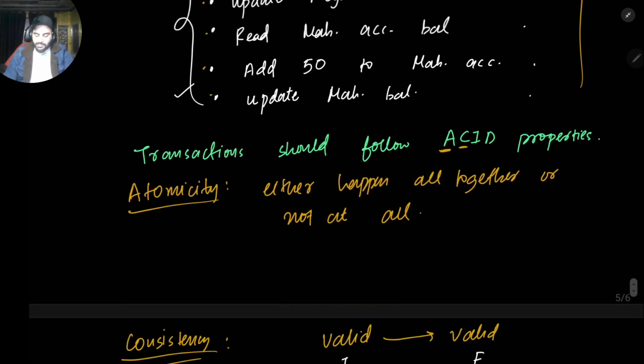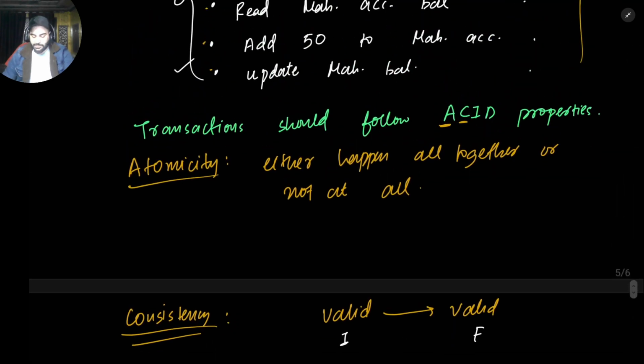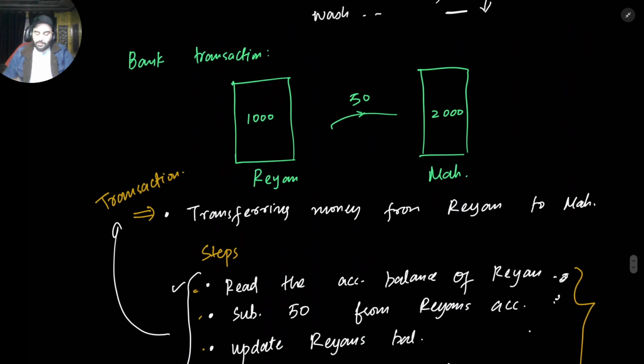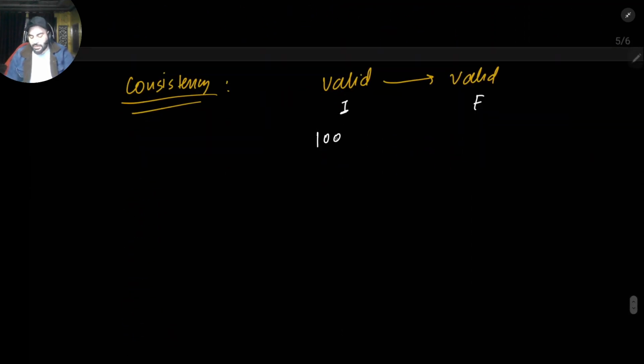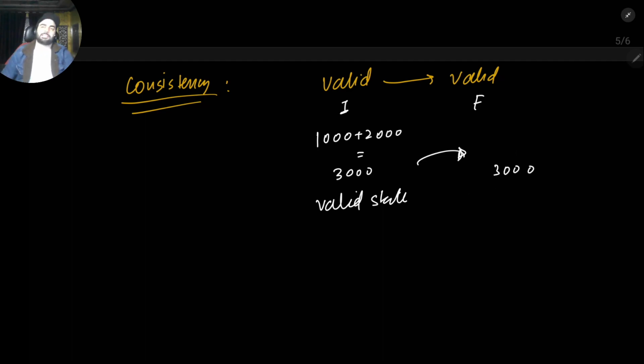So in this bank transaction, what is the consistency? If the initial balances were 1000 plus 2000, that is 3000, that was a valid state. After the transaction was over, this should again be 3000. If there is an inconsistency or discrepancy in the balance, we'll call this transaction not consistent. So a transaction should maintain data consistency. When we move something in the database, it should move from one valid state to another valid state, so that the constraints we enforce on the database are maintained. There should not be any inconsistency.